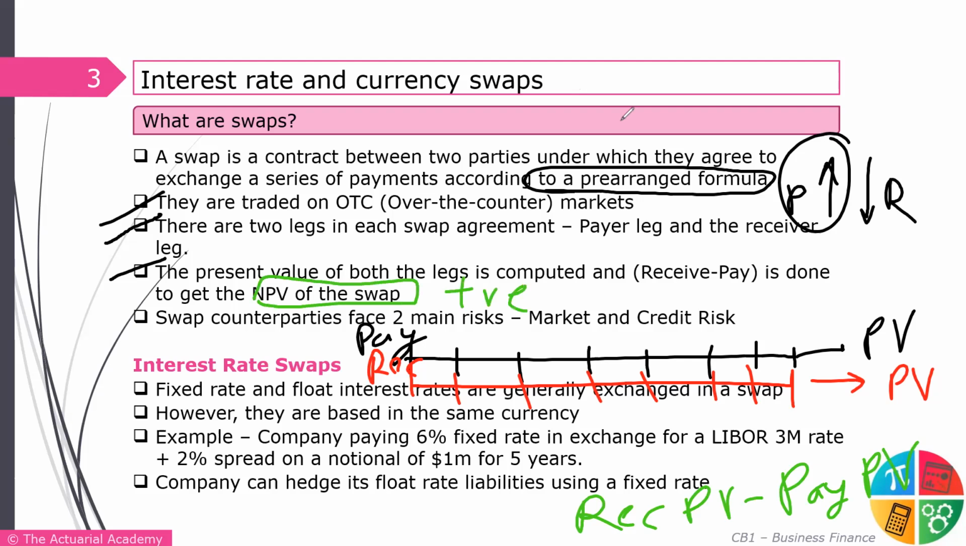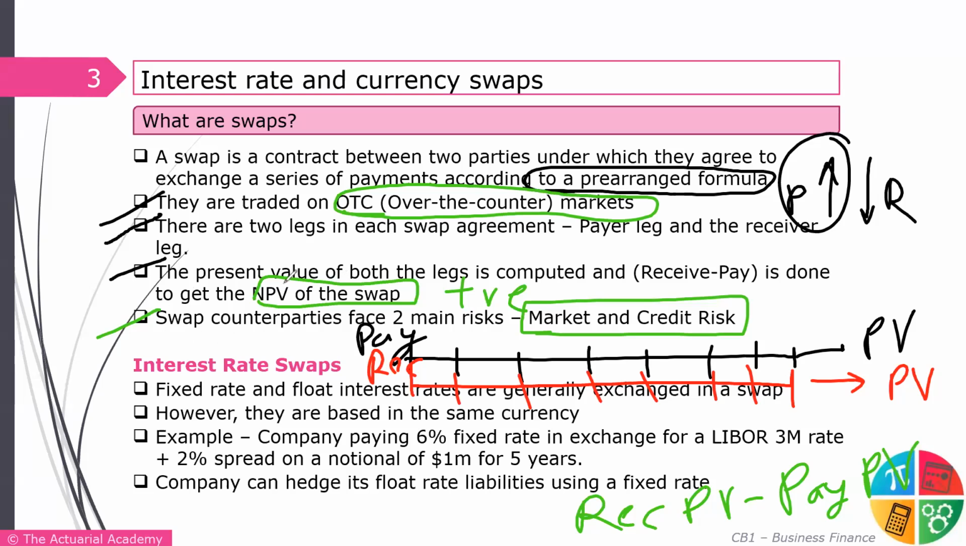Swap counterparties face two main risks. One is market risk and another is credit risk. Since these contracts are over the counter, there is no exchange as such. There is a counterparty. One counterparty gets into a contract with another counterparty. So that's how the contracts are made.